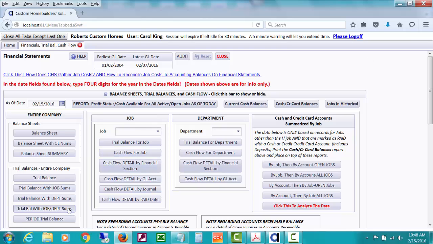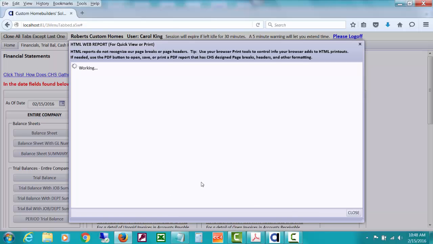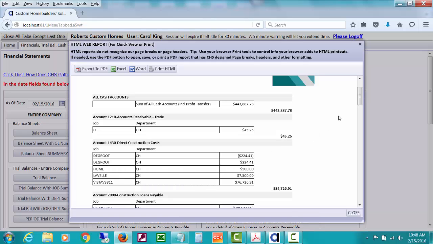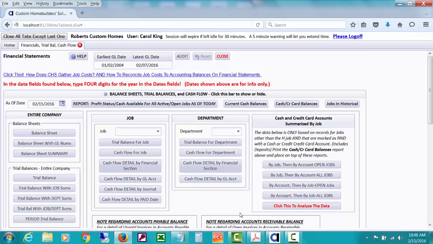There is one other little report, it's a trial balance with job and department sums. You can see that in DeGroot, under direct construction costs, for some reason we posted something to the OH and something to the CH, an in and out amount. So you have a few more lines because it's summing by job and department, but we're not going to go into that too much right now.